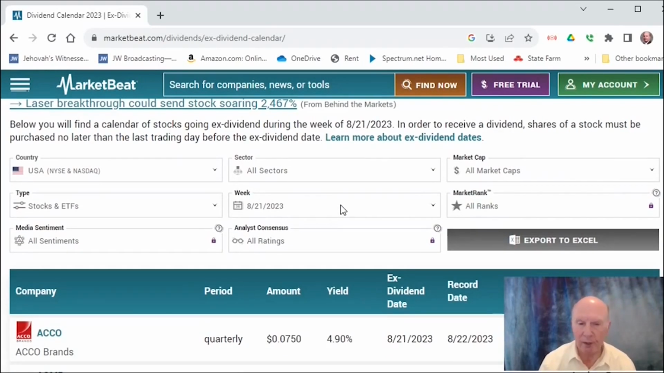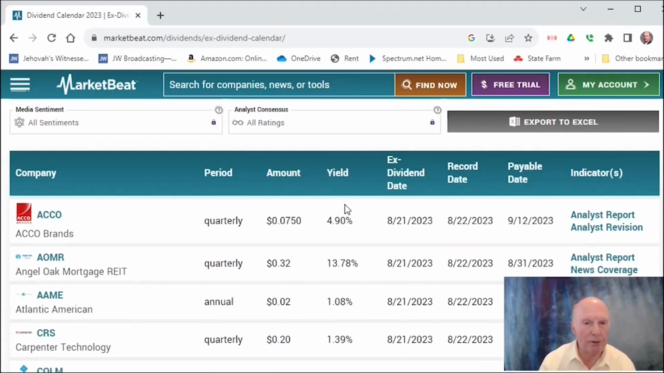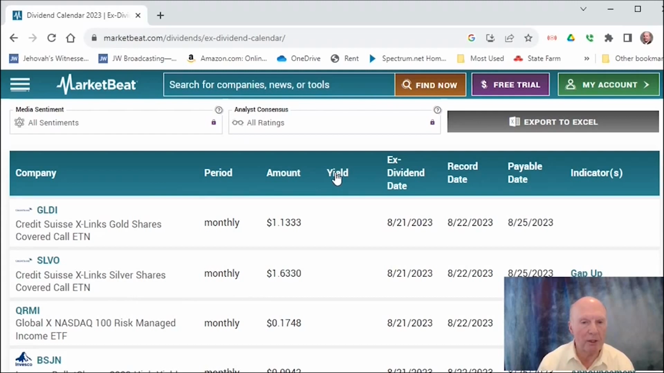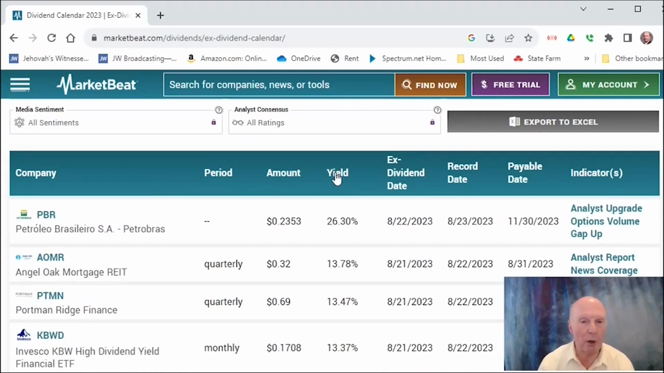And this is looking at the week of 8/21. So here, this shows you every stock that had an ex-dividend date on the week of 8/21. And you can see what it shows. Well, of course, I'm looking for yield. How much yield am I going to get out of this stock? So if you tap yield once, it puts it lowest to highest. I'm looking for highest to lowest. So now I'm looking at the highest yields are on top.